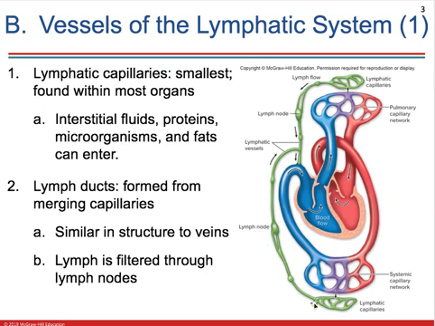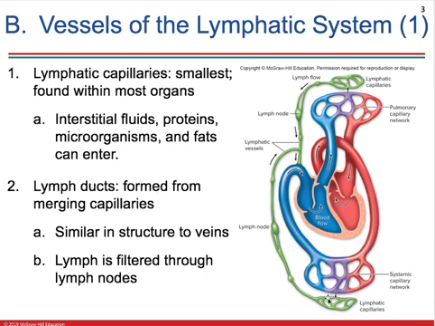The lymphatic vessels are made up of the smallest versions. These are called lymphatic capillaries. Pretty much all tissues in the body have this. And as I mentioned, interstitial fluid gets picked up, but also proteins, microorganisms, fats enter into this. We'll come back to the microorganism issue in just a moment because this is part of what the immune system component of this is doing.